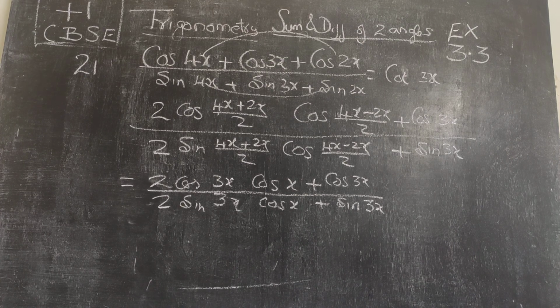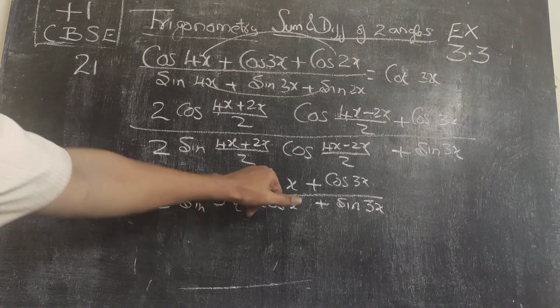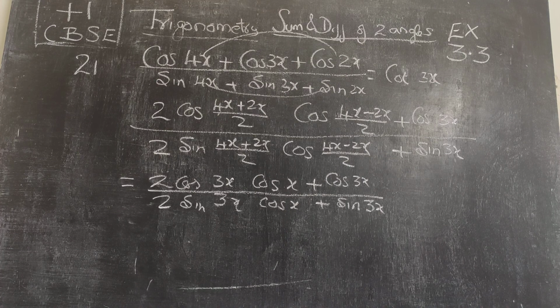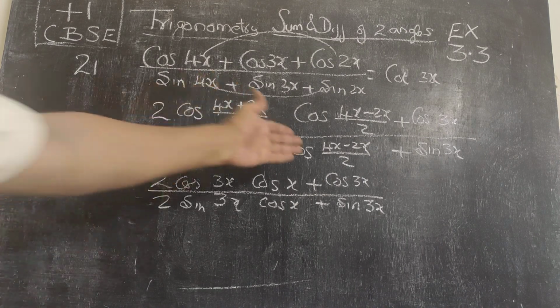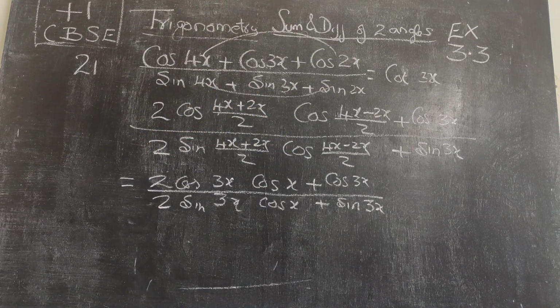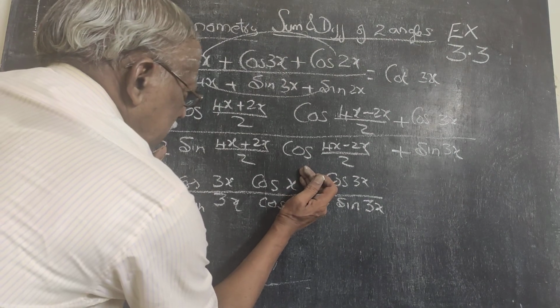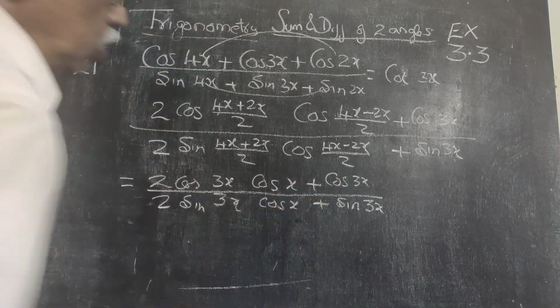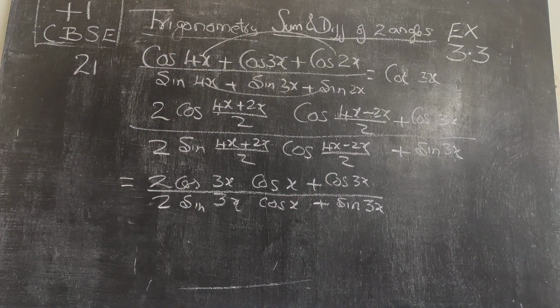Sometimes students, by over enthusiasm, cancel this cos x and cos x, which you should not, because there is a plus sign and something else. If this is alone, I could have done that, but here is something else, so you can't do that.